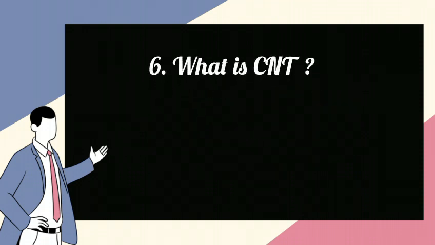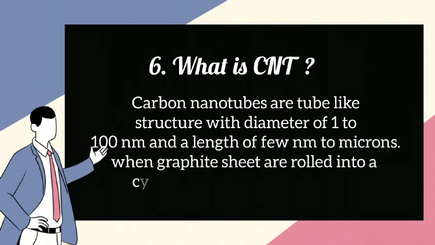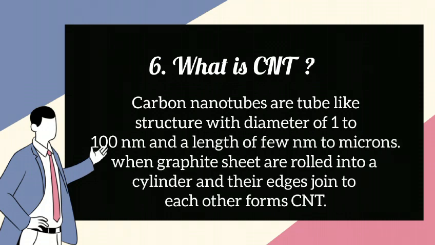What is CNT? Carbon nanotubes are tube-like structures with a diameter of 1 to 100 nanometer and a length of few nanometer to microns. When graphite sheets are rolled into a cylinder and their edges join to each other, it forms CNT.